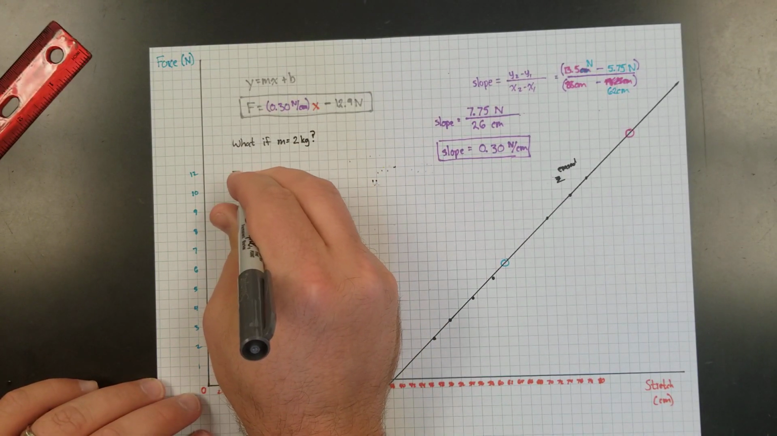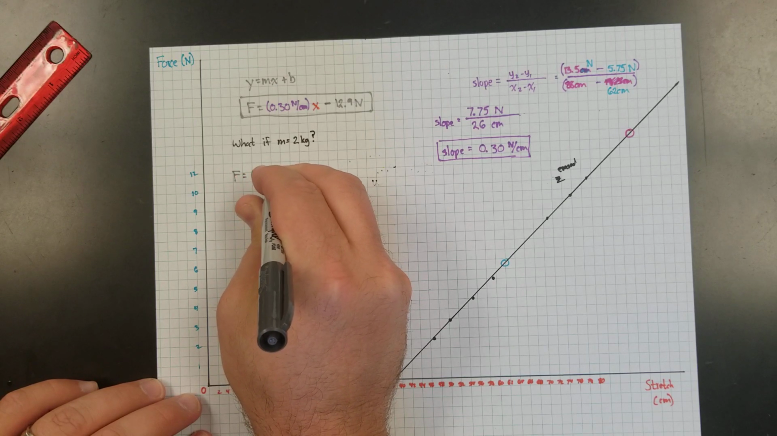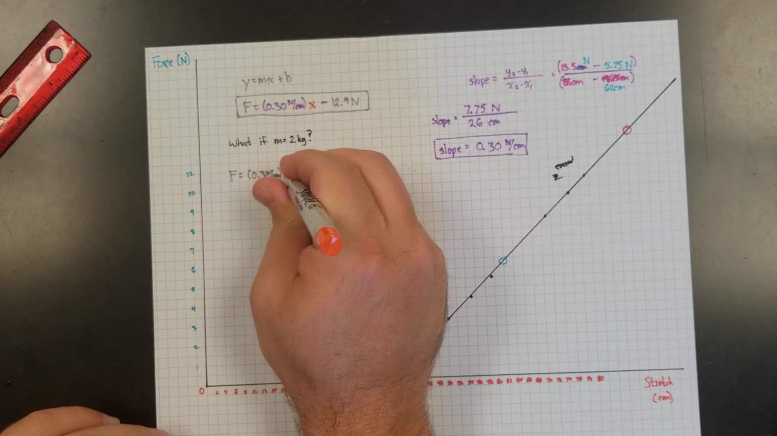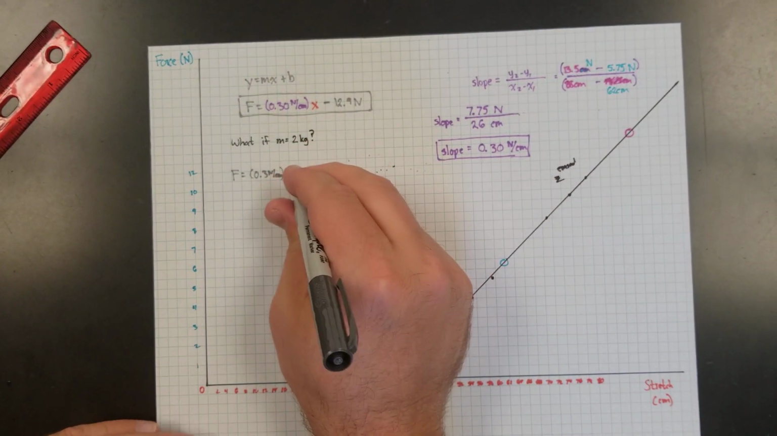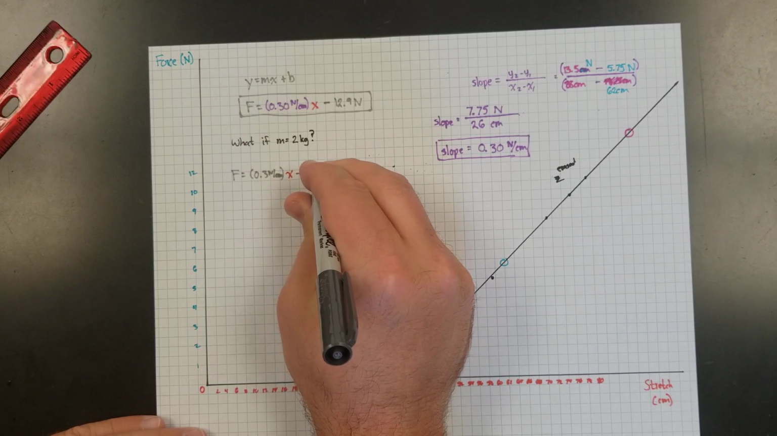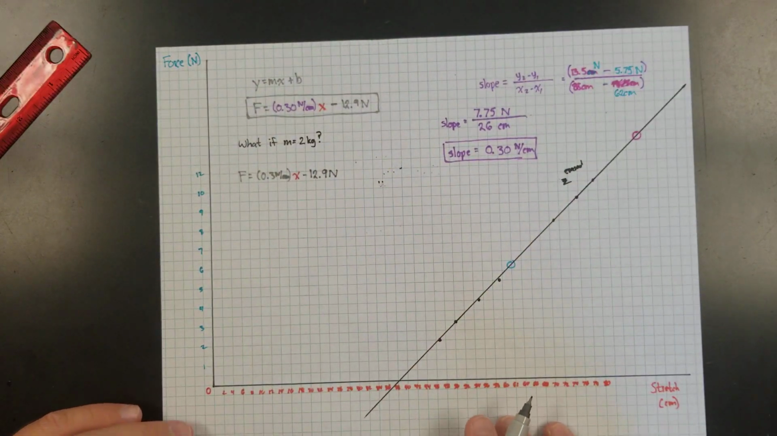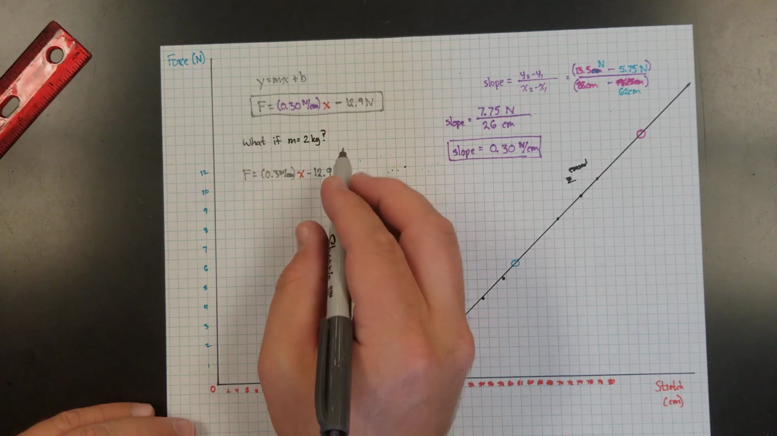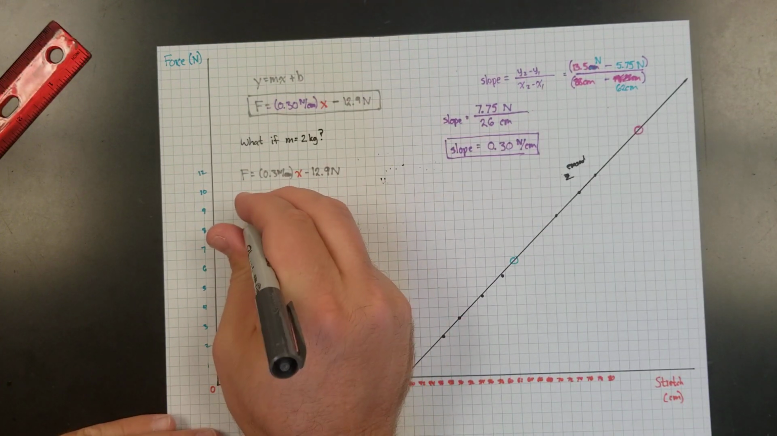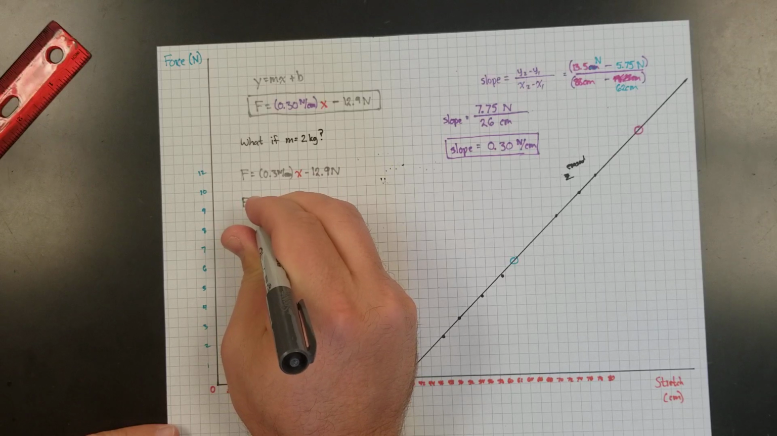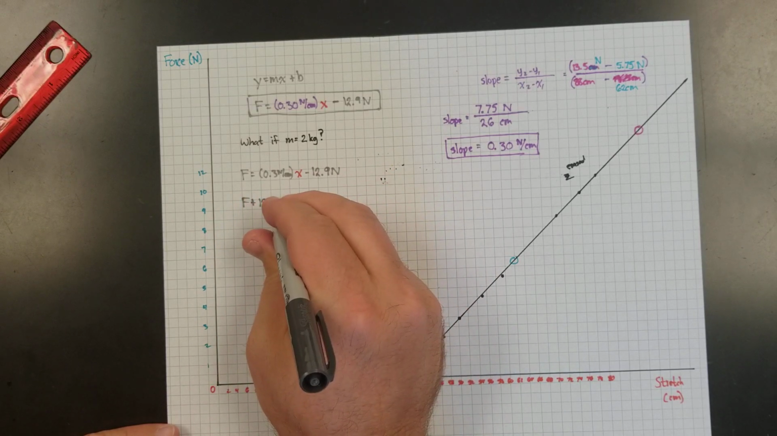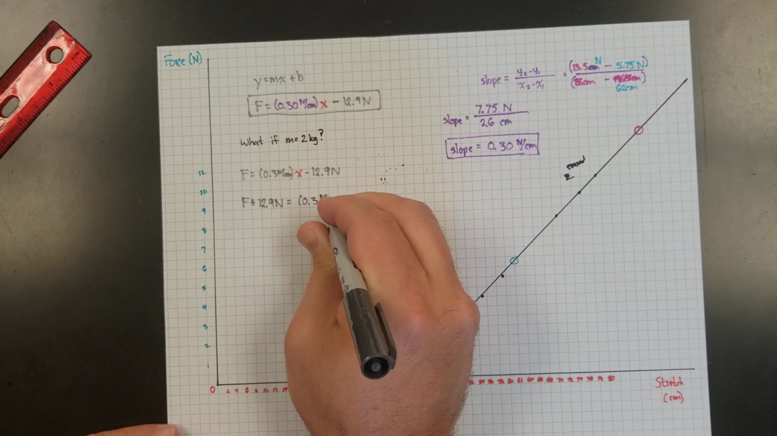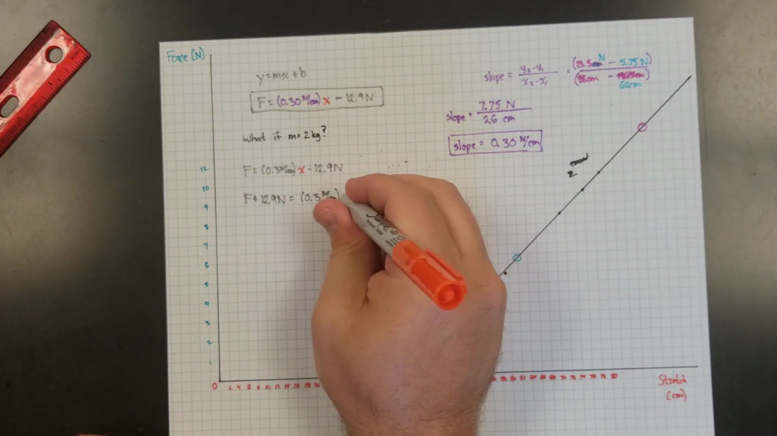So F equals 0.3 newtons per centimeter times x. X is what I want to try to find, minus our y-intercept, which is 12.9 newtons. Now, we're going to typically solve physics equations leaving these in terms of symbols, but for right now, it's okay to leave them as numbers. So I'm going to add the 12.9 to both sides. That's F plus 12.9 newtons equals 0.3 newtons per centimeter times x.